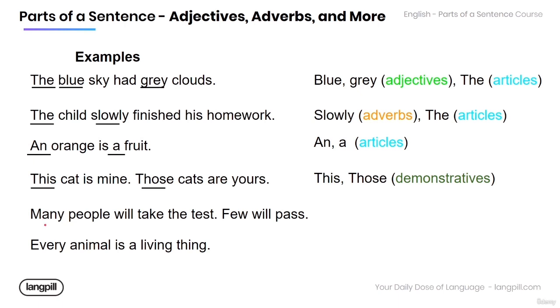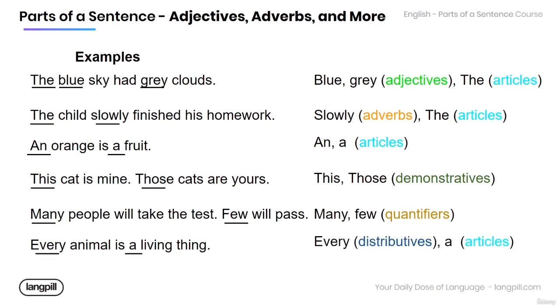Next we have many people will take the test, few will pass. Here we're using quantifiers, many and few. And last we have every animal is a living thing. So every is a distributive, while a is an article. So take some time, look over this, get familiar with where these new terms are in the sentences. Where is the structure? How do we place these things in the sentence?